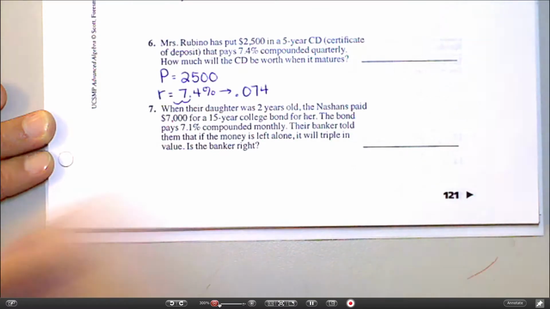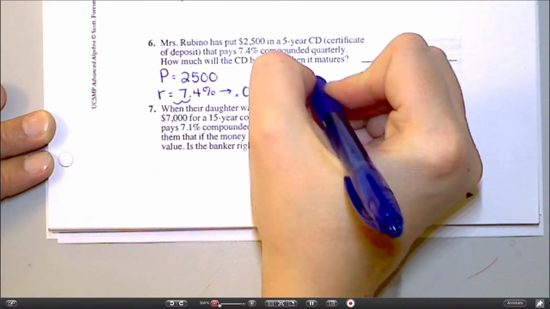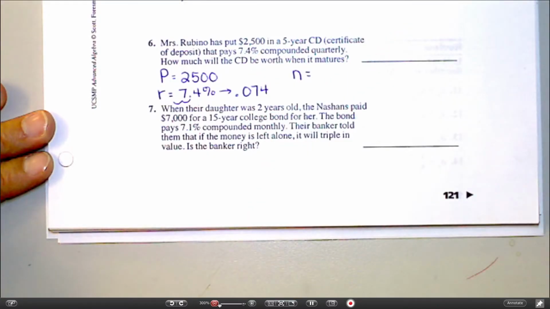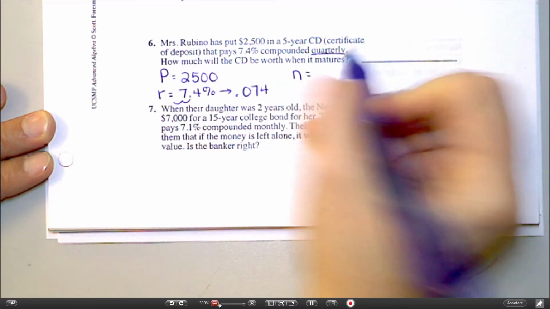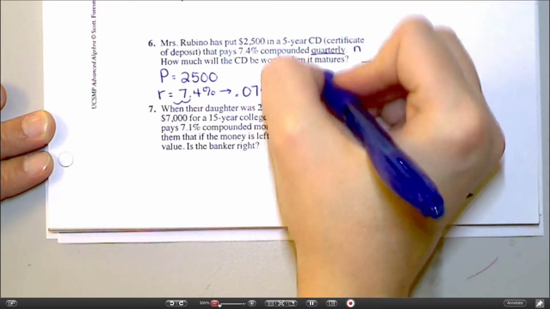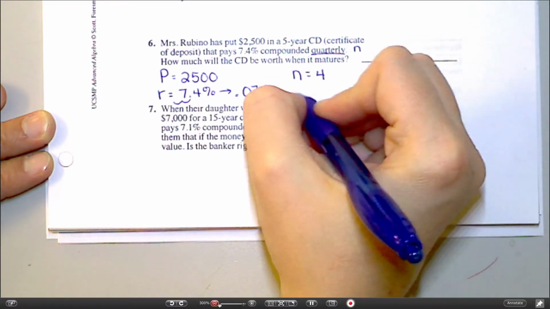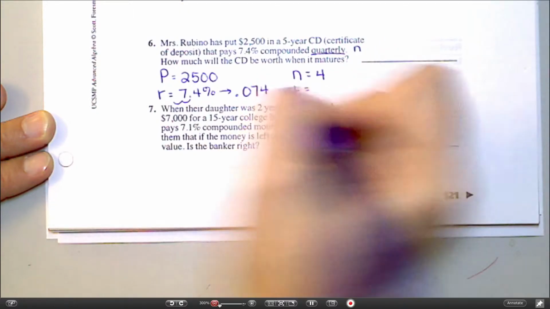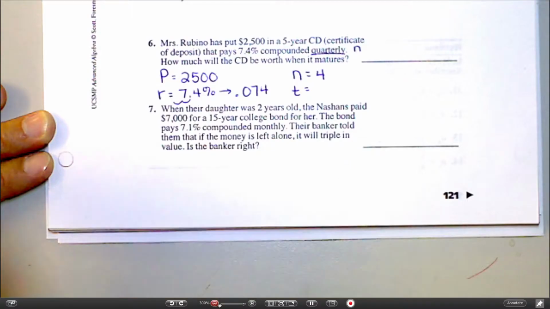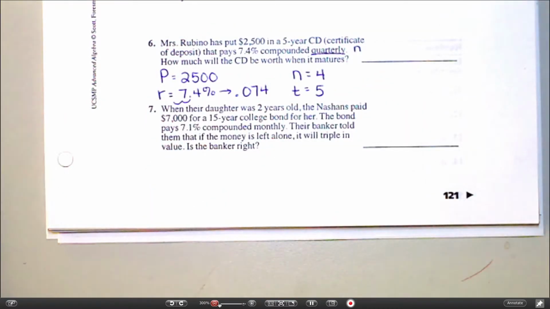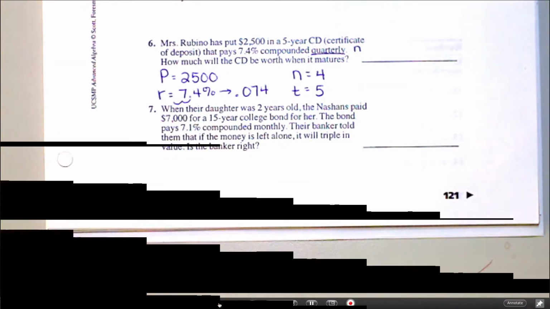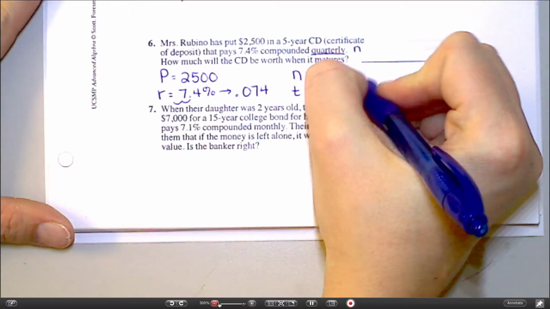T is 5. N is the hard one. What's N? 5 years? Nope, it's quarterly. Compounded quarterly, so your N value is equal to 4. And then T is your time, 5 years. Can you say 5 years if you do the days of the year? Nope, it's just the number of years.